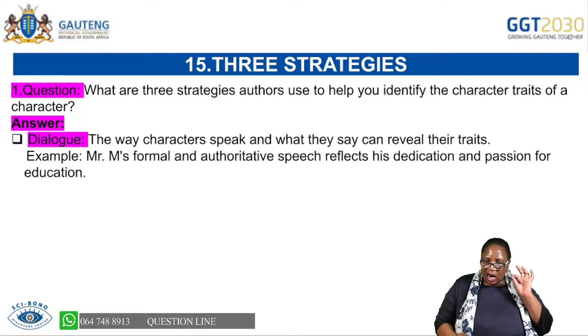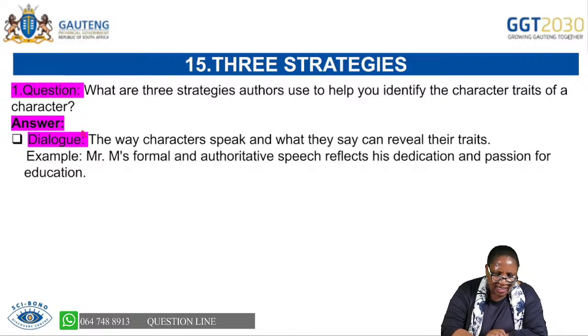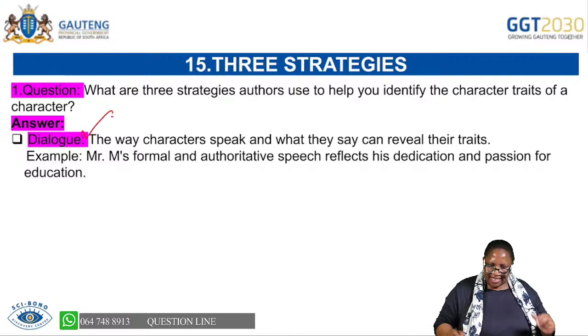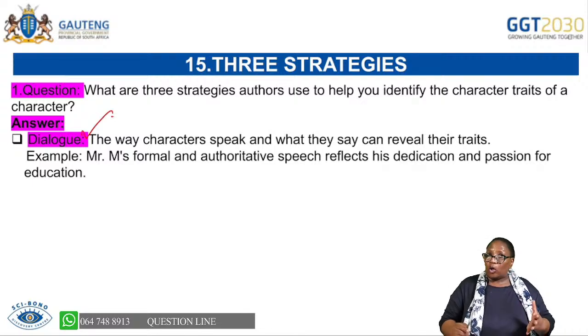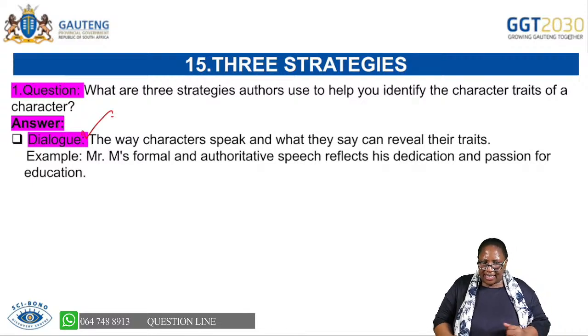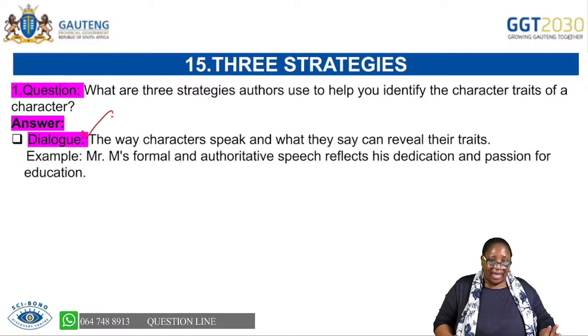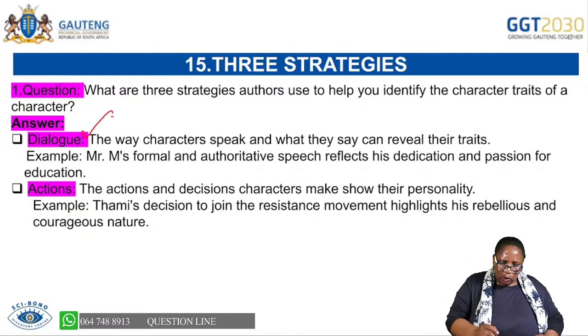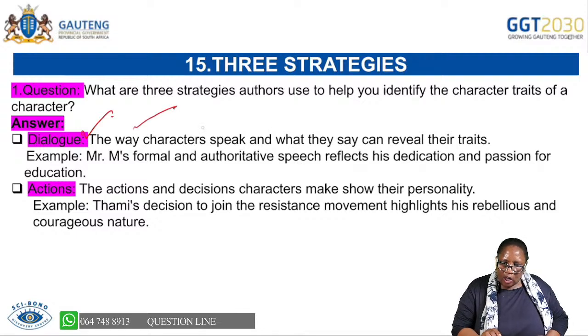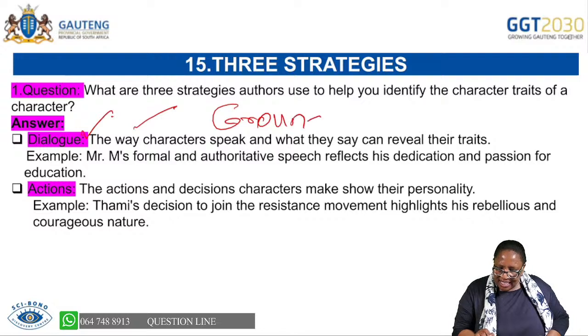We check, how do we know the characters, our characters? We will know our characters because of the dialogue, what they say. Mr. M's formal and authoritative speech reflects his dedication and passion to education. That's an example. When we ask you a question, we want you to do what? To go back to the story. Your answers must be grounded in the text. Right.